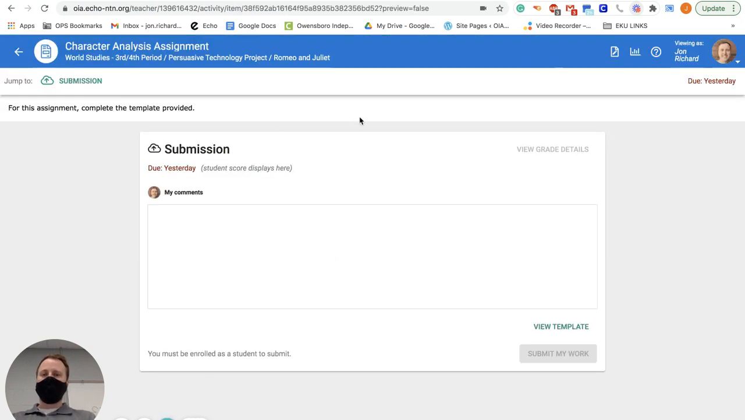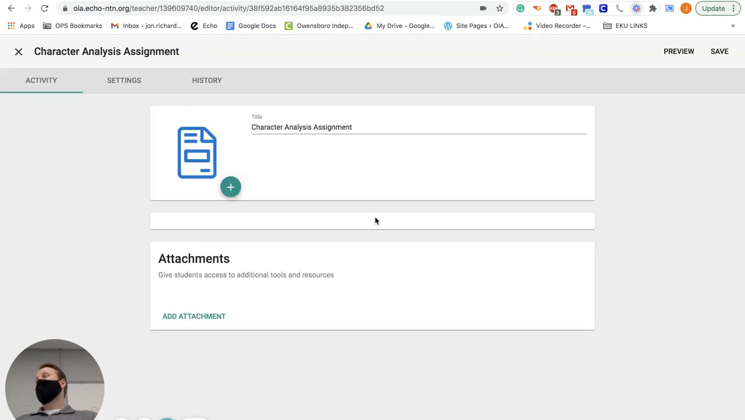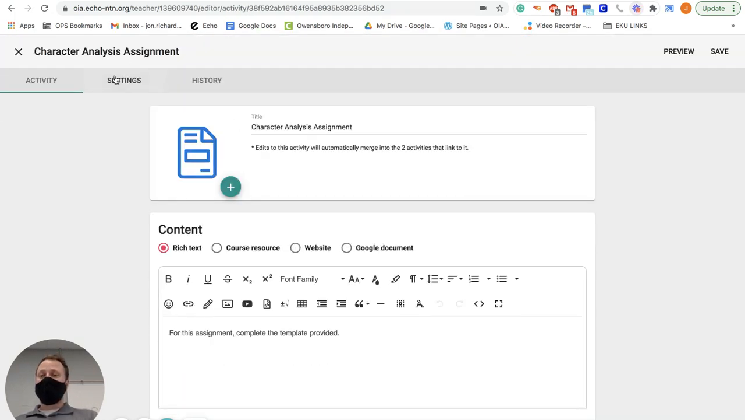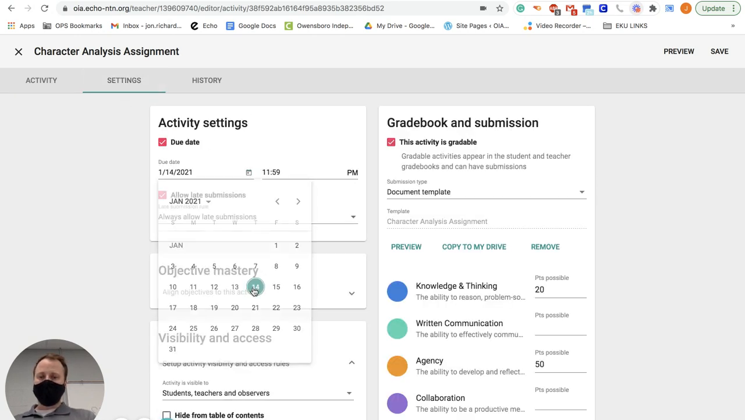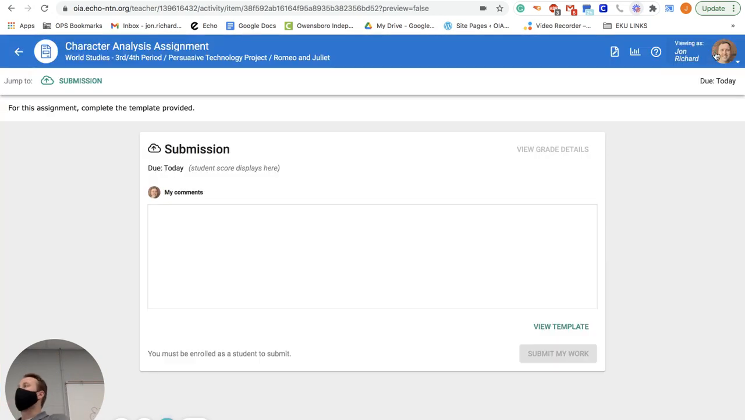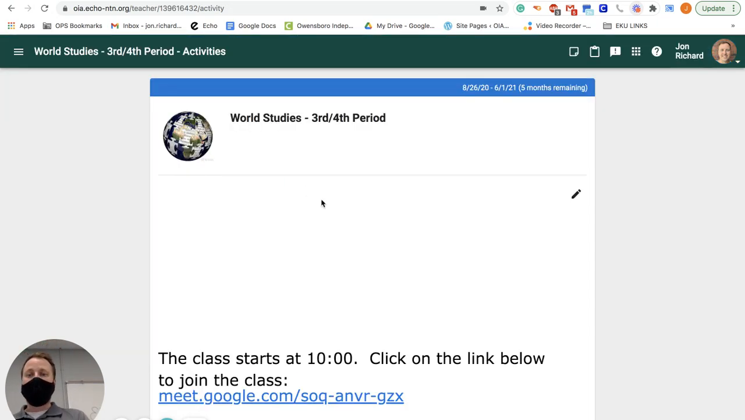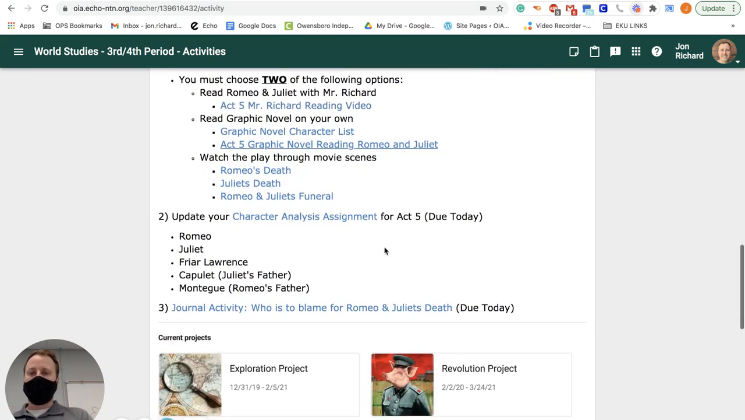That character analysis assignment, I had it as due yesterday. I'm going to switch that to today, and you are going to make sure you have done all the characters throughout, that I've listed in the agenda. You can go back and look at each day of the agenda to see who we have for that. For Act 5, we want you to look at Romeo, Juliet, Friar Lawrence, Capulet, Juliet's father, and Montague, Romeo's father.